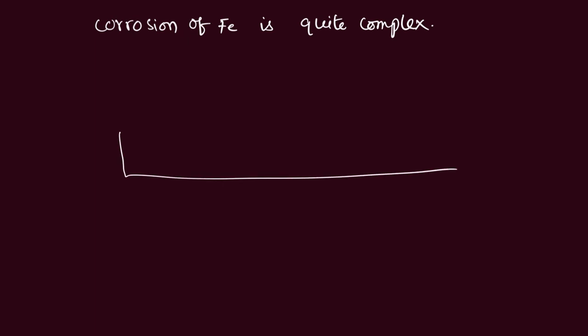Now, corrosion of iron is quite complex. This mechanism is quite complex, but we'll try to explain how this metal will be corroded. Generally, this diagram is very important now. This is called a metal bar. This is an iron metal bar.